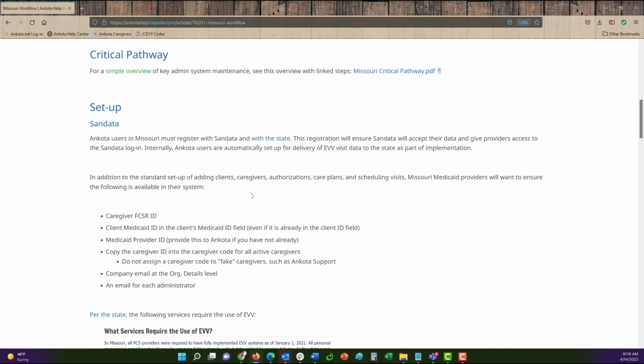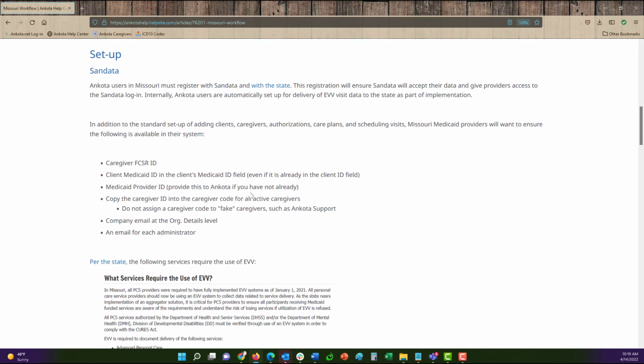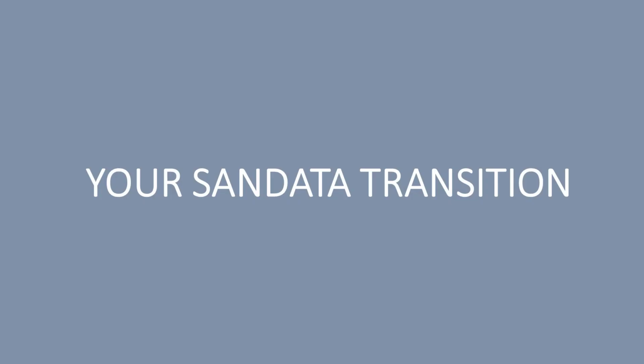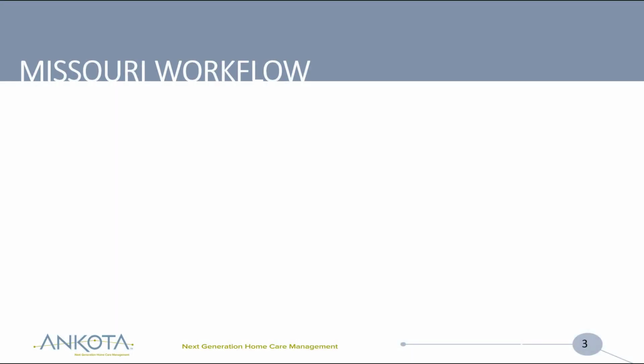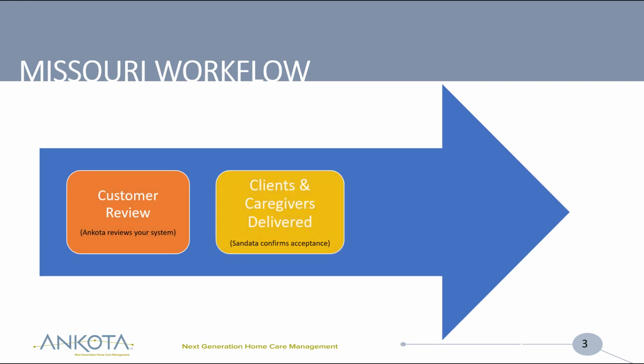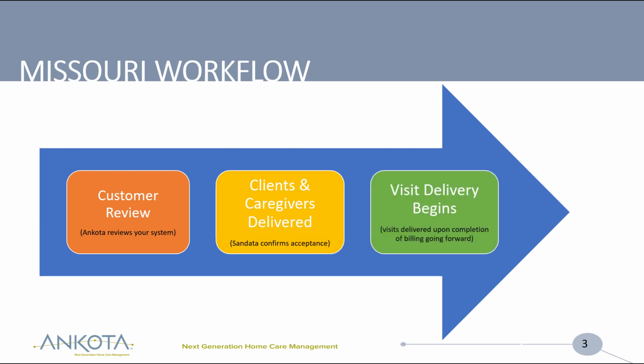Now, let's explain what the process is in terms of your getting automated with Sandata. First, your system is reviewed and your credentials and Medicaid ID are confirmed. Once passed, your clients and caregivers will be sent over. Once those are confirmed, we will turn on the automated delivery of visits starting the next day. If needed, we'll also send a catch-up file of past visits.